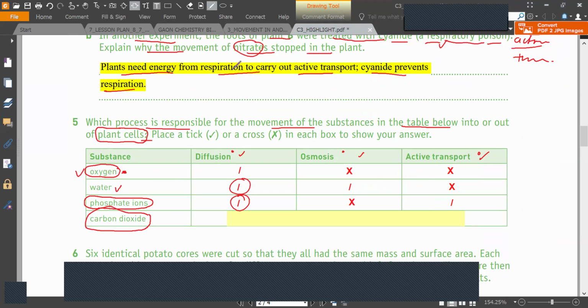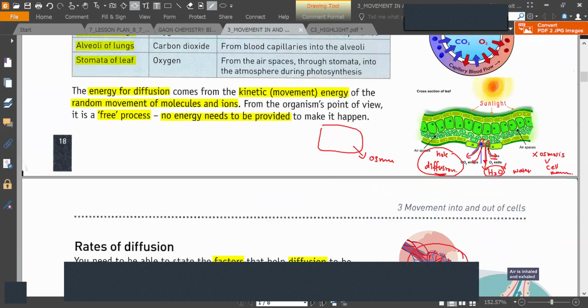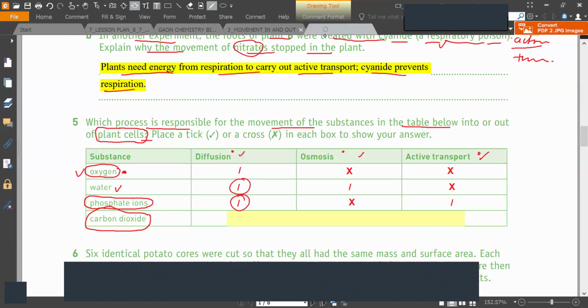Diffusion. Yes, excellent. So what we mentioned here: carbon dioxide goes in through the stomata and then diffuses inside the cell, also by diffusion. Yes, excellent.